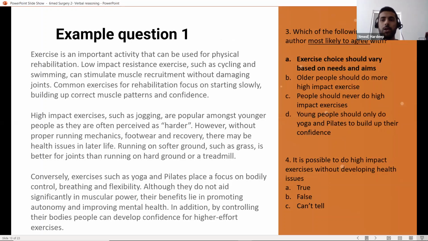We then go on to the next part. So which of the following is the author most likely to agree with? Now, these ones are a bit more difficult, again, because they tend to be more about summarizing things that the author has said, as opposed to absolute keywords. So with this one, hopefully you will have read the first statement and thought, okay, that's something I can look at. So do they mention different uses of exercise? And so you'd see the very first sentence talks about physical rehabilitation. And then it goes on to talk about younger people who like to do jogging. And then it goes on to talk about other benefits like autonomy and improving mental health.